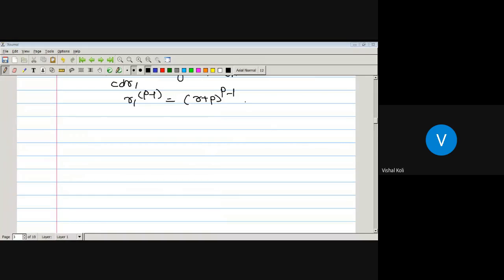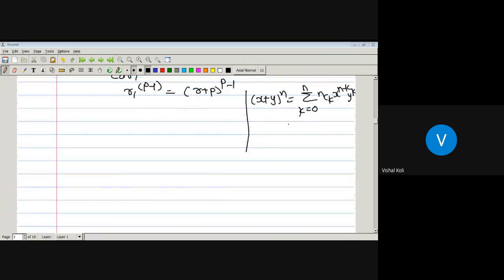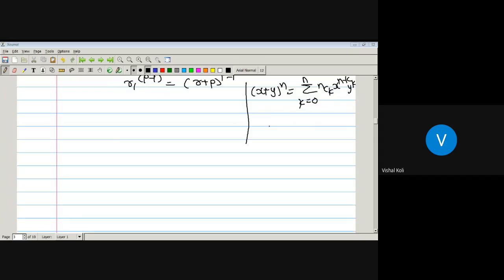suppose we have to find x plus y to the power n. Then by binomial coefficient it is nothing but summation k running from 0 to n, n c k x to the power n minus k and y to the power k, if n is any positive integer. So x plus y to the power n is summation k from 0 to n, n c k x to the power n minus k y raised to k.